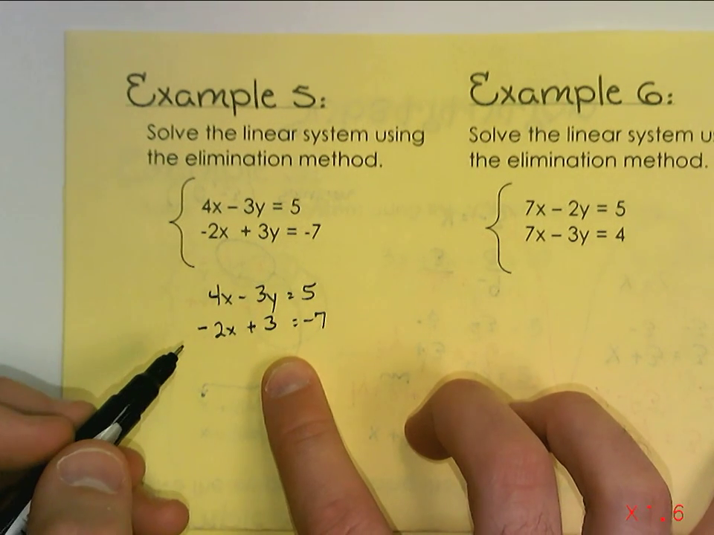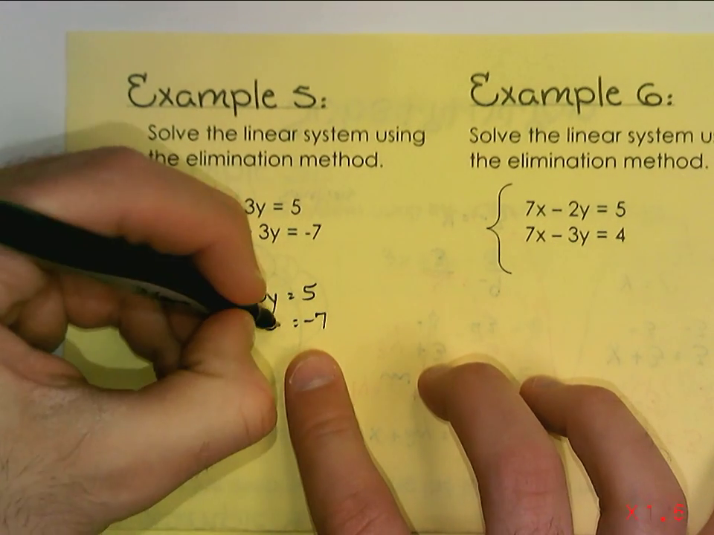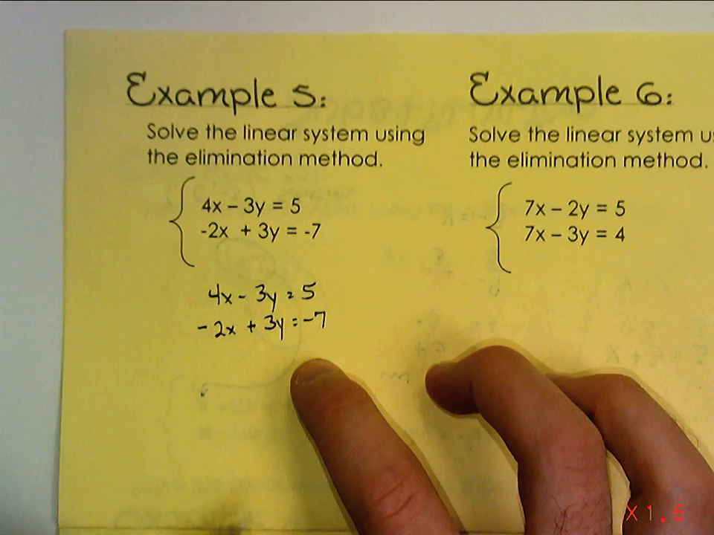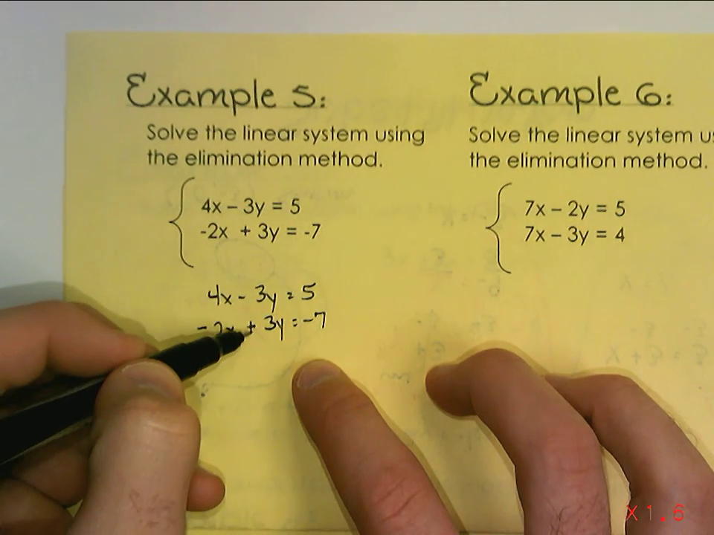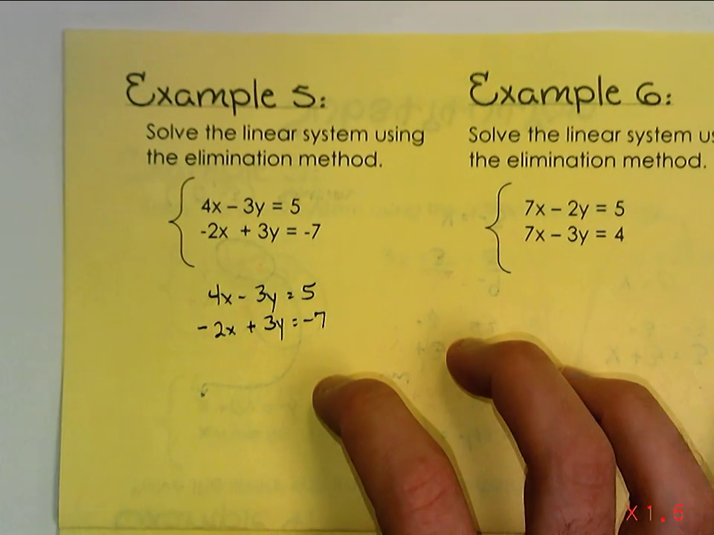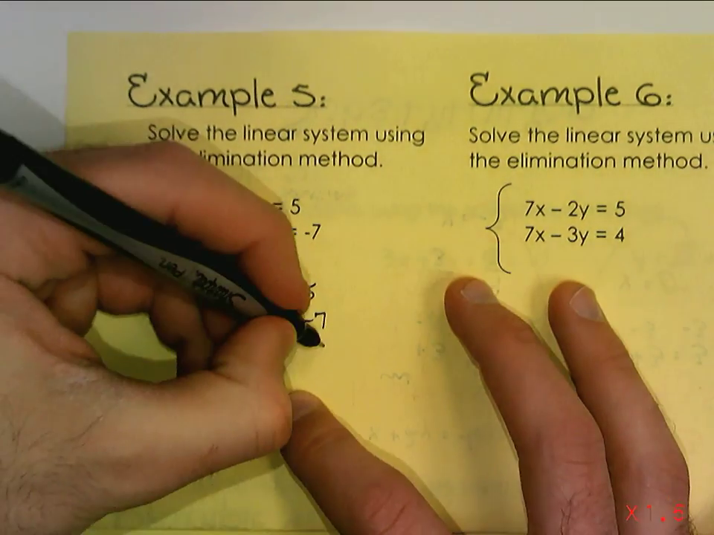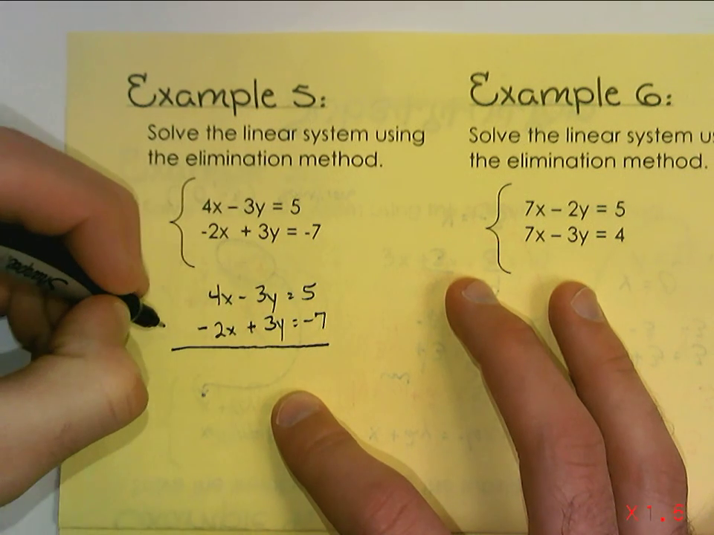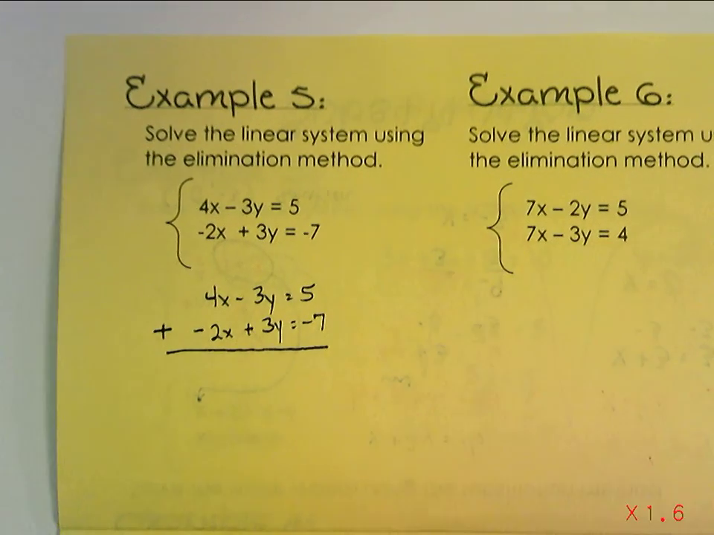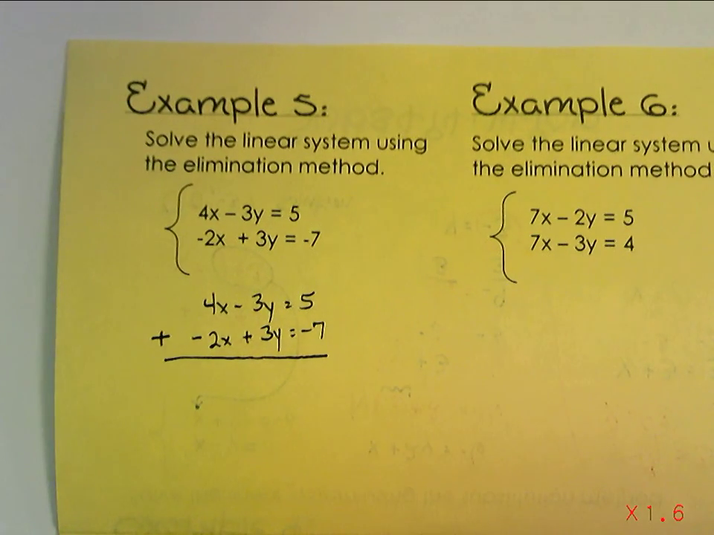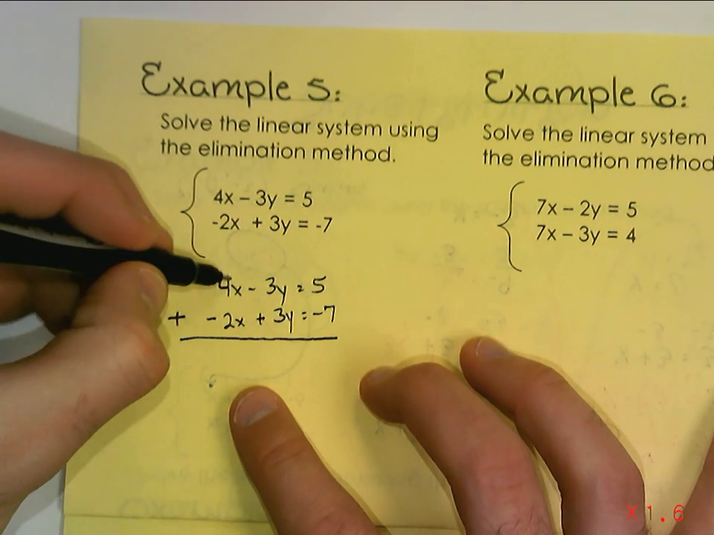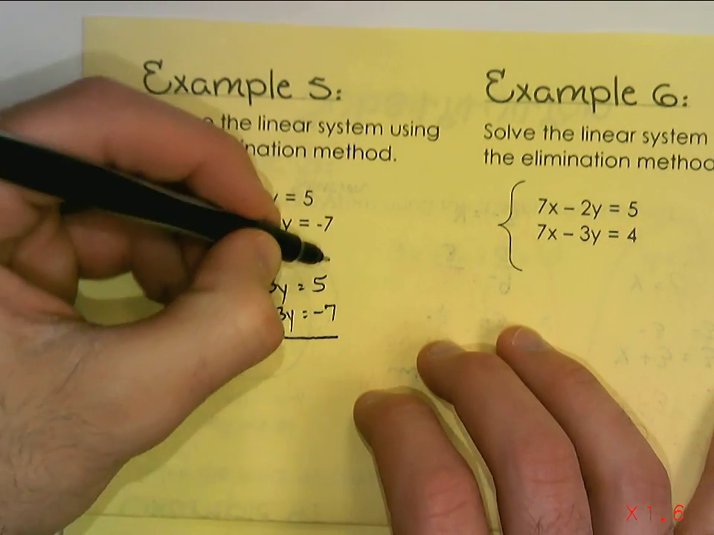Now this one, what I'm noticing here, oh, I forgot this y, whoops. I'm noticing here that I have a negative 3y and a positive 3y. Well, that's going to cancel, so I'm going to set this up as an addition problem in order to solve this. So now what you're going to do is just add down the columns here.